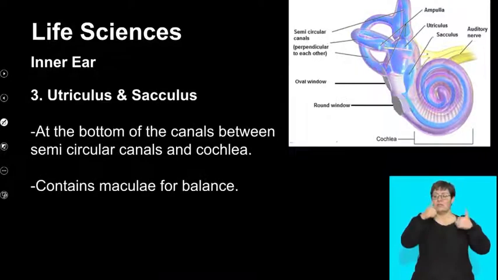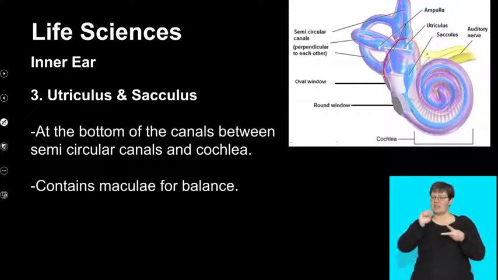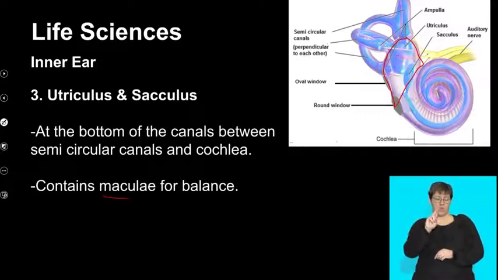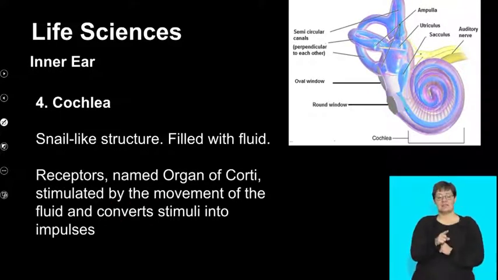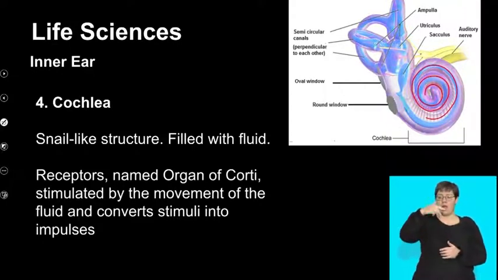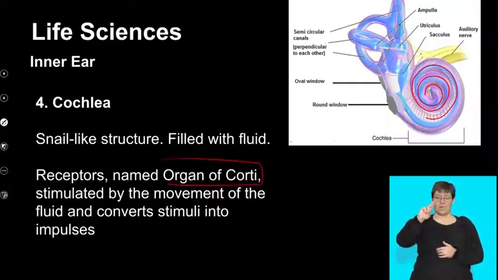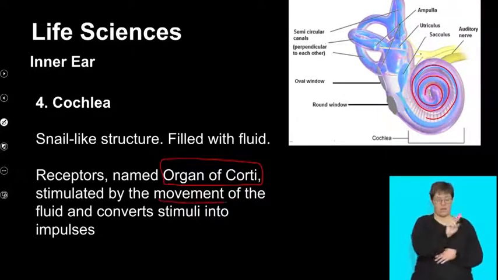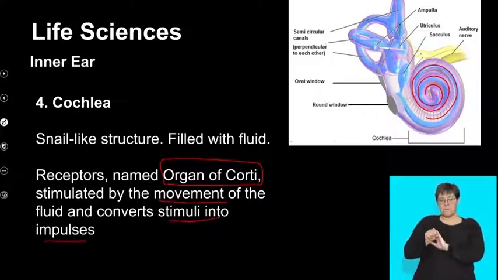And the next one is the utriculus and the sacculus. Like I said, they're in between the semicircular canal and the cochlea. And they contain little receptor cells that we call macula, right? And macula is also to do with balance. And then the last one here is the cochlea, and it contains little receptor cells that we call organ of Corti, right? Very important. They will be stimulated by movement of the liquid and convert the stimuli into impulses.